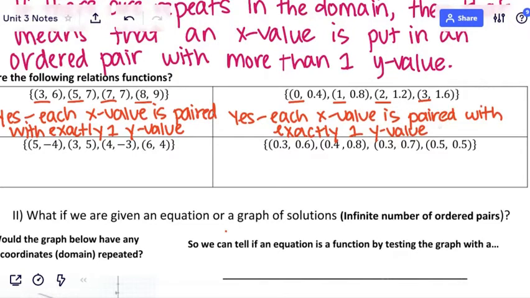Okay, taking a look at the third example, we have 5, 3, 4, 6. So would that be a function? Do we have any repeats in the domain? No, we do not. So the exact same reasoning. Each x value is paired with exactly one y value.